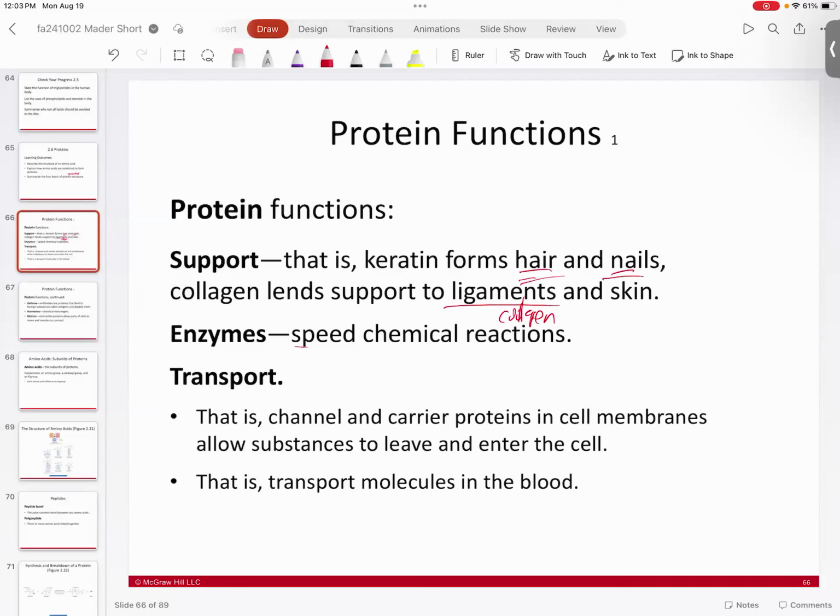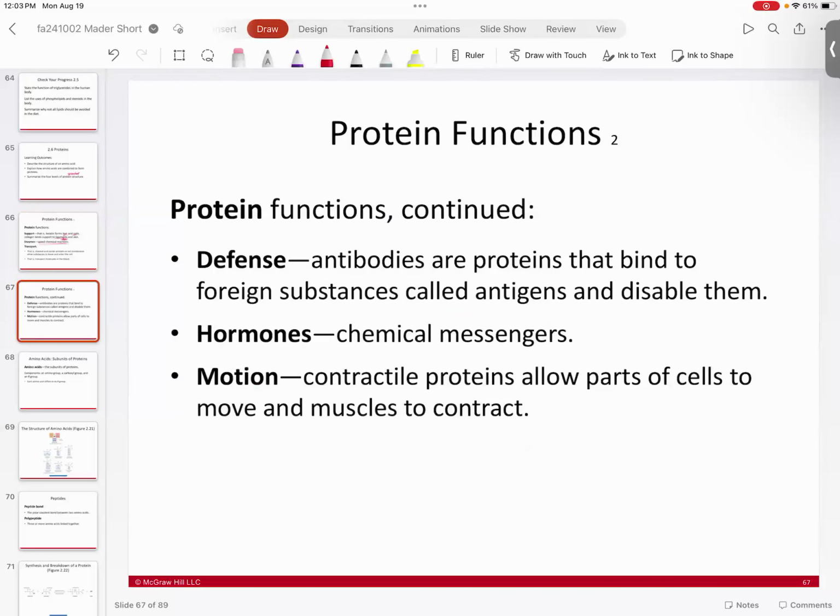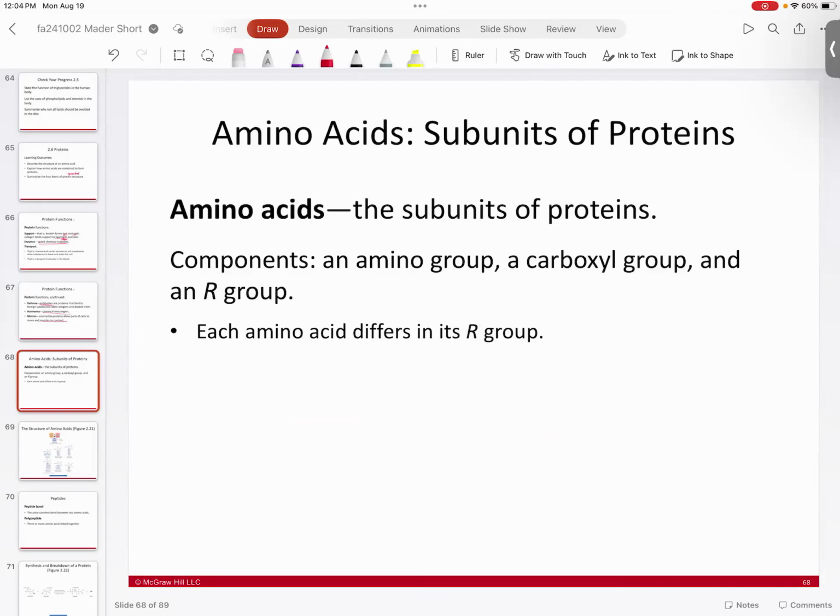They also drive chemical reactions. Those are enzymes. They do transport into and out of the cell. So these are transport molecules that help things move into and out of the cell. Antibodies are proteins. They work in defense. Hormones, like insulin, for instance, are also proteins. Motion, contractile proteins, things of that nature. Muscles, for instance, are all made out of protein. Myosin is a protein. Actin is a protein. So pretty much if there's a job in the body that needs to be done, it's a protein that's doing it. So how do you build the protein?